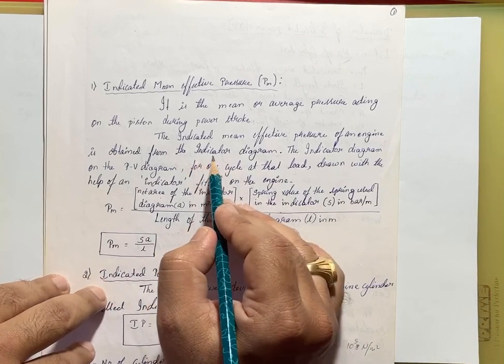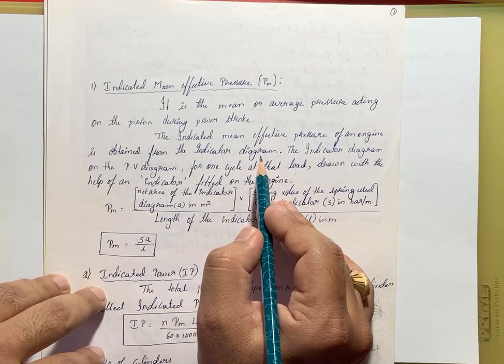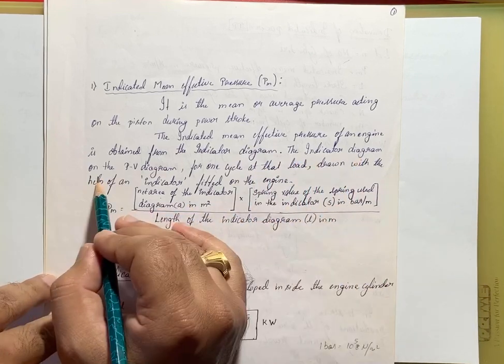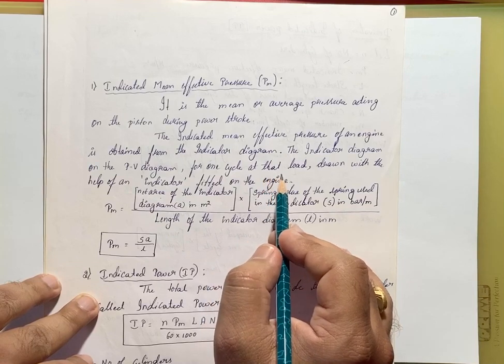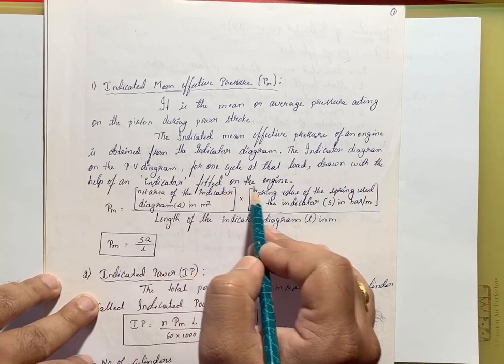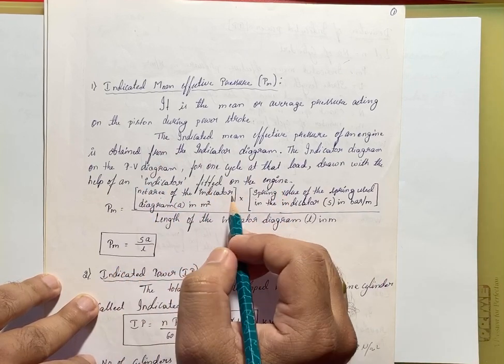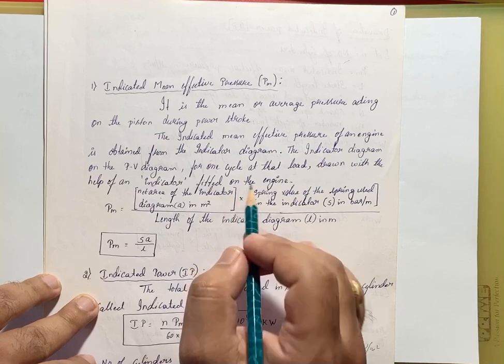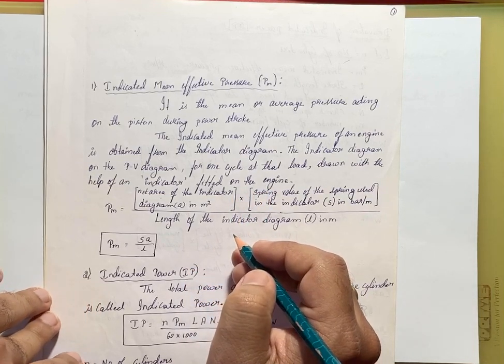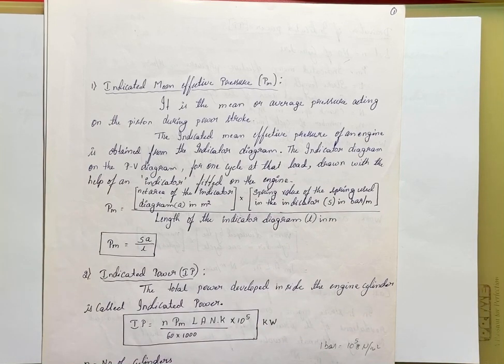This is obtained by the indicator diagram. The indicator diagram is the PV diagram for one cycle at that load, drawn with the help of an indicator fitted on the engine. This is done with the help of an instrument called a planimeter. With the help of that instrument we draw the indicator diagram, showing how the piston is moving and how the pressures are acting inside. With pressure on the y-axis and volume on the x-axis, we draw the indicator diagram.